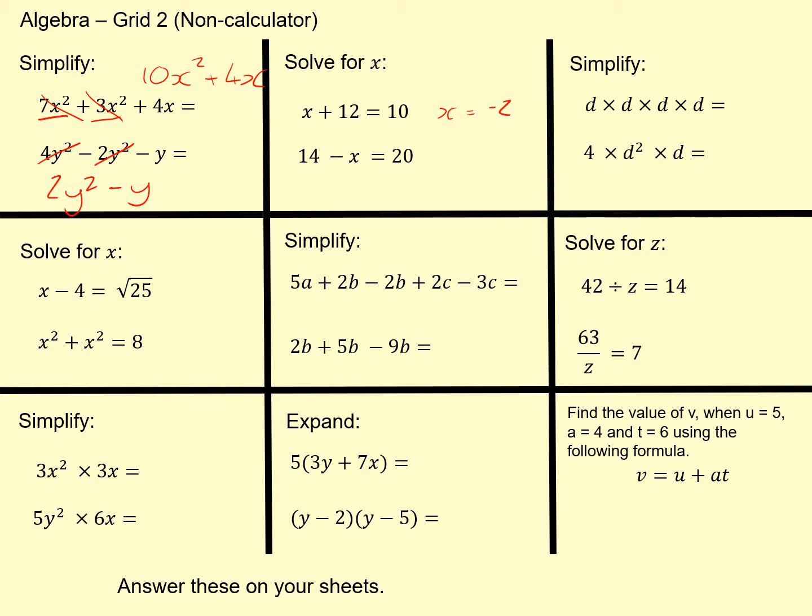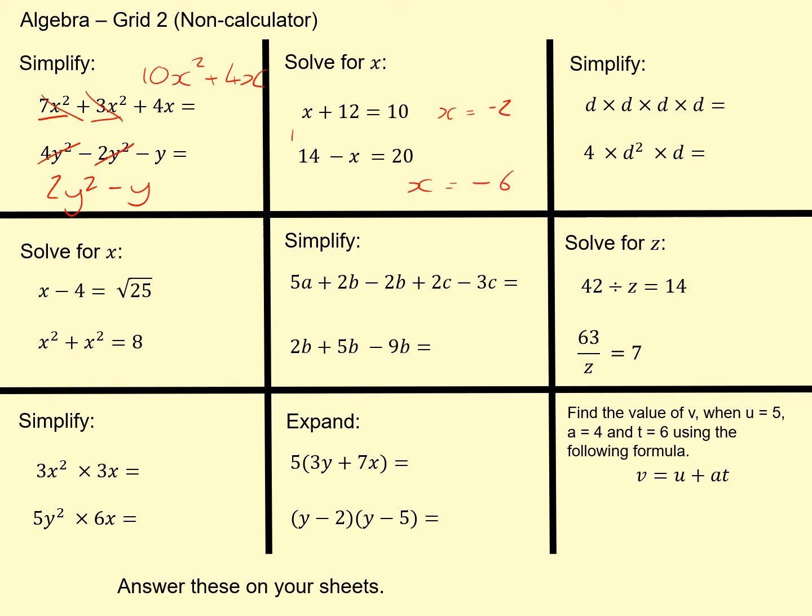And the next one, 14 take away a number leaves me with 20. Well, again, that's quite a tricky one because I have to take away a number from 14 and end up with a higher value of 20. And the only way I can do that is if I take away a negative, because if I take away a negative, it effectively means I'm adding something on. So 20, do the opposite, and that's going to get us x equals minus 6.